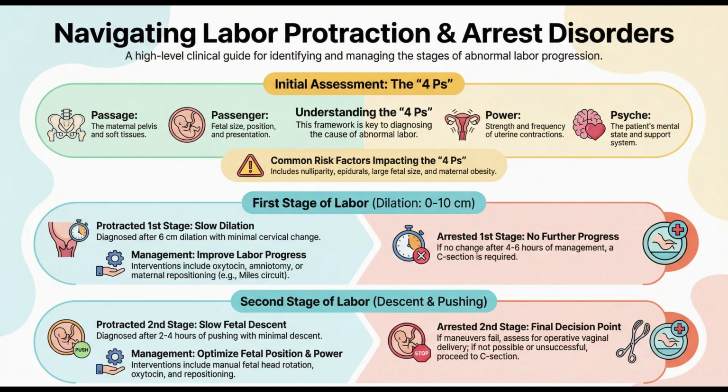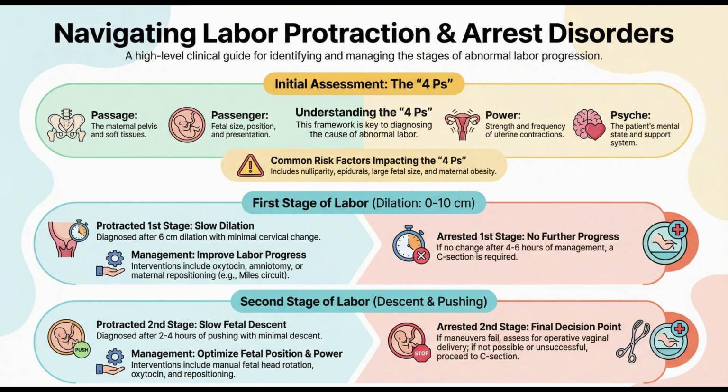Why is that so dangerous? It's all about oxygen. The uterus contracts, and then it rests. And during that rest period, blood rushes back to the placenta to reoxygenate the baby. If the contractions are too frequent or too long, that rest period disappears. So you're cutting off the baby's oxygen supply. You are. And the risks are profound. Severe fetal distress, uterine rupture, placental abruption.